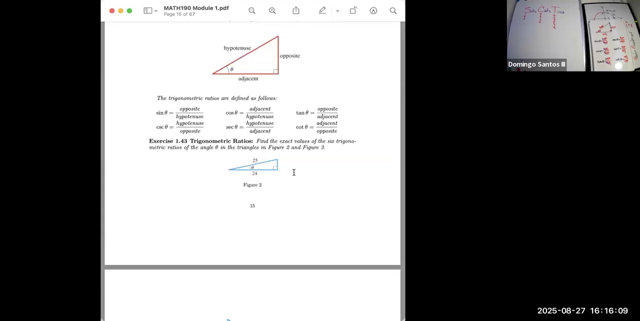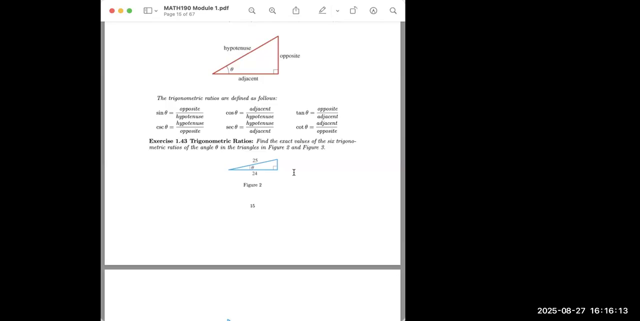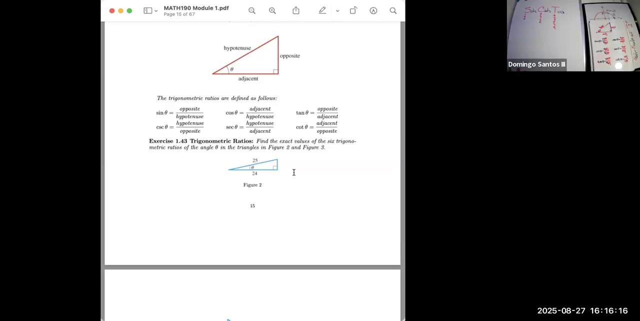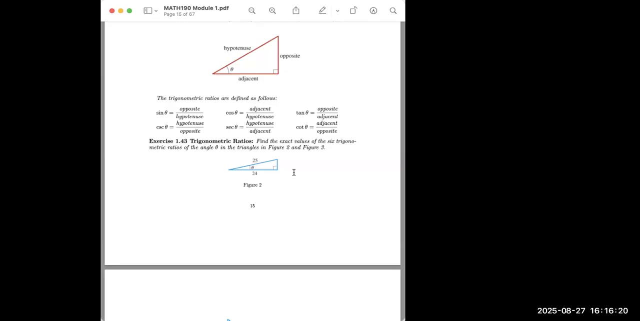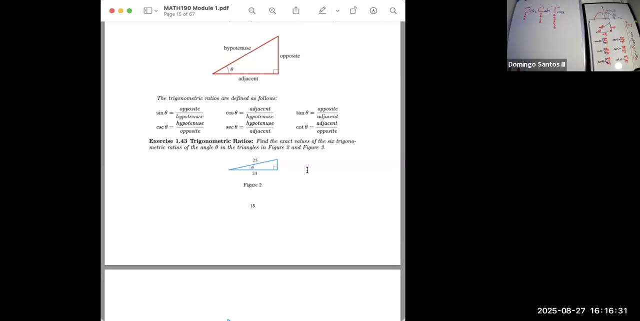Can you read 1.43, Jaskaran? Trigonometric ratios. Find the exact values of the six trigonometric ratios of the angle theta in the triangle in figure 2 and figure 3. Let's do figure 2 first. Let me write it down for a while. Give me time, and you may want to also try that.